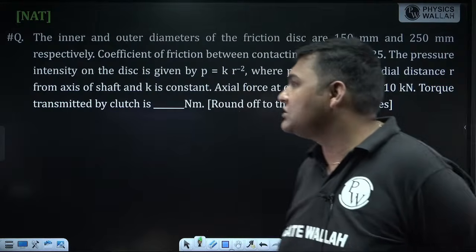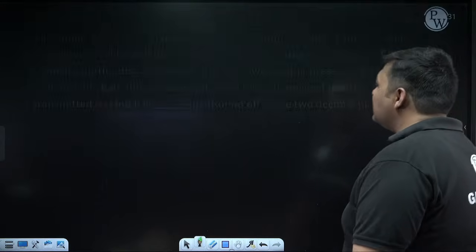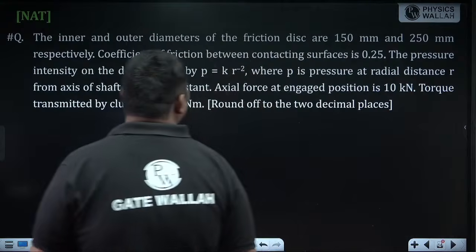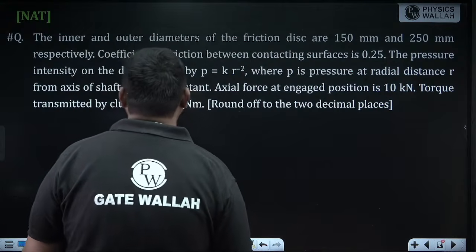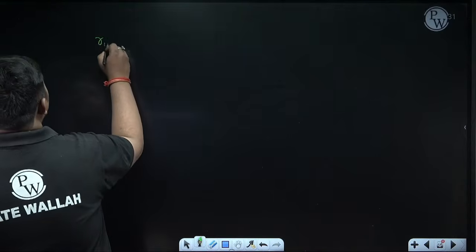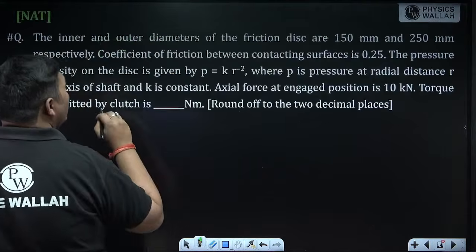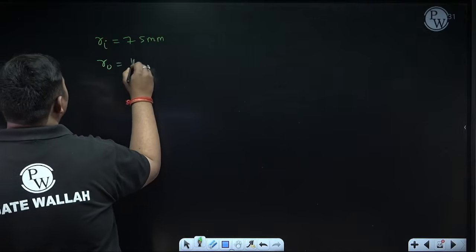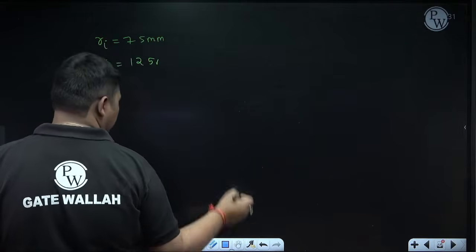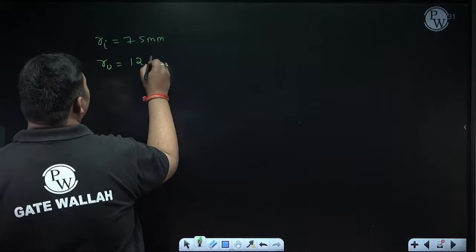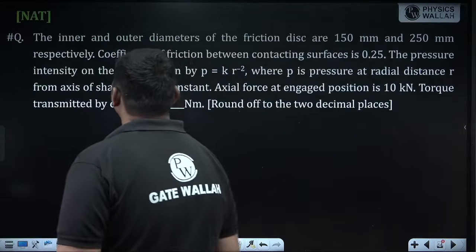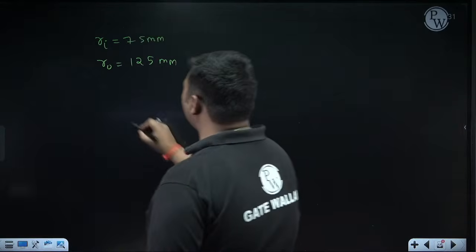This is a very good question. See, first of all, what is the question saying? Inner and outer diameter of the friction disc are 150 and 250 mm respectively. So inner diameter is 150, and inner radius will be half of 150, that is 75 mm. Outer diameter is 250, so outer radius will be half of 250, that is 125 mm. Now coefficient of friction mu is 0.25.